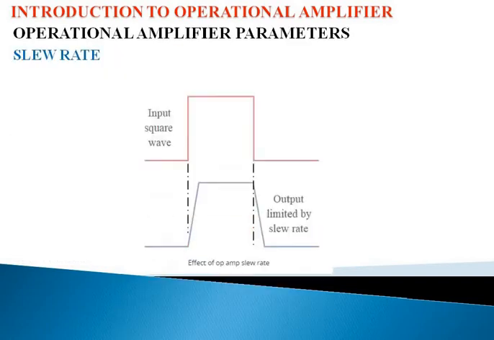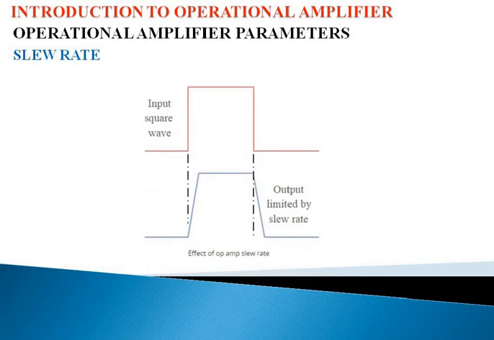From this graph, we can see the effect of slew rate. See here, input is square wave, but at the instant input reaches from low value to high value, output will not reach that value. It will take some time to reach that maximum value. So as the slew rate decreases, the output will become more distorted.